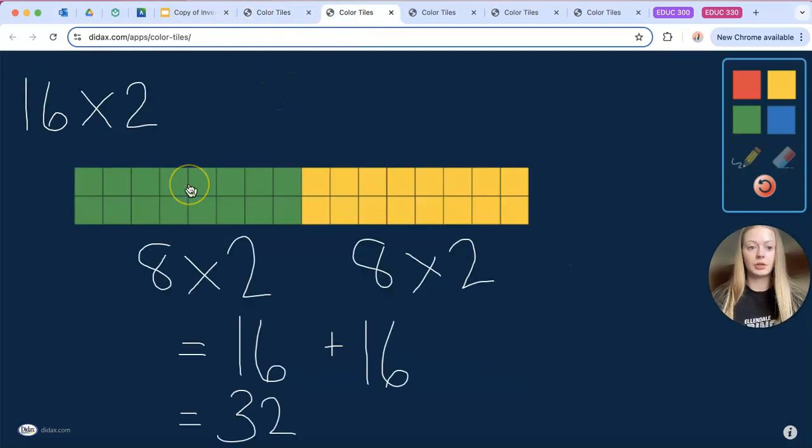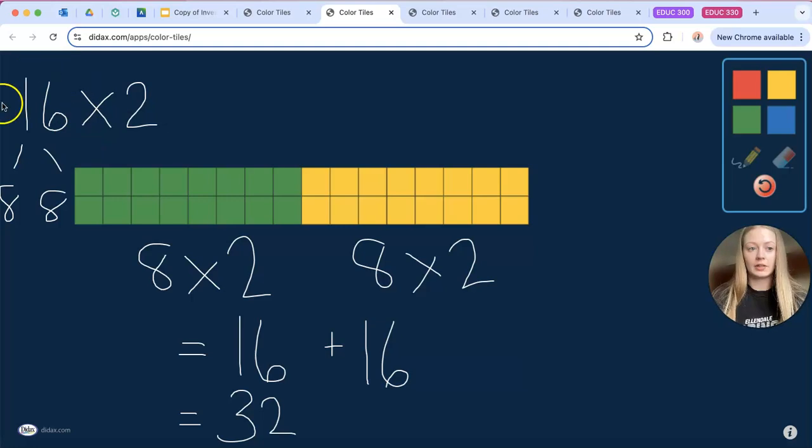So 16 times 2. I also did a similar thing. I just grouped 16 into 8 and 8, like that. So I color coded it as well. So here you have 8 times 2, so you have 16 green, and then 8 times 2 and 16 yellow. So 16 plus 16 equals 32.